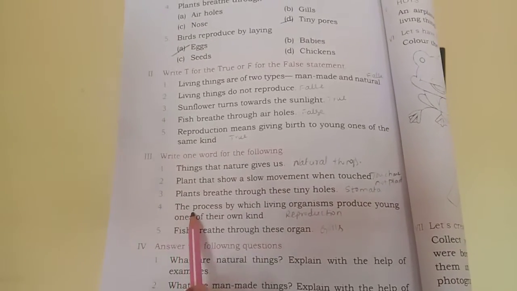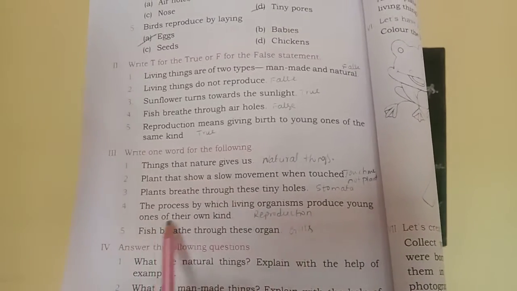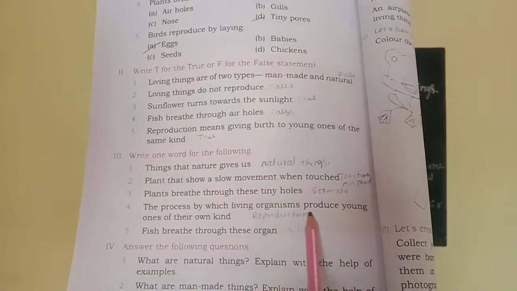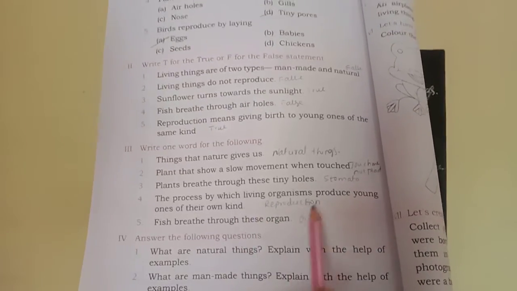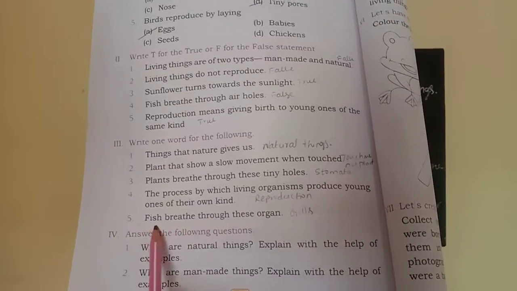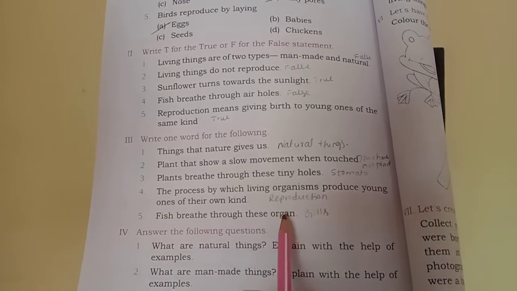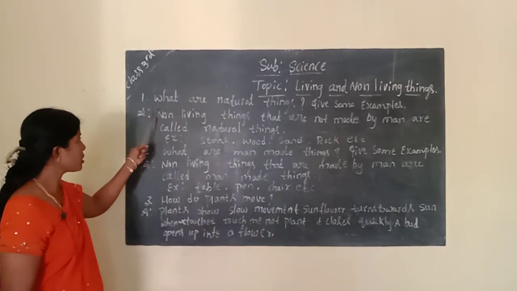Fourth one, the process by which living organisms produce young ones of their own kind. That is reproduction. Next, fifth one, fish breathe through these organs. Which organ? Gills. Let me see some question and answer.